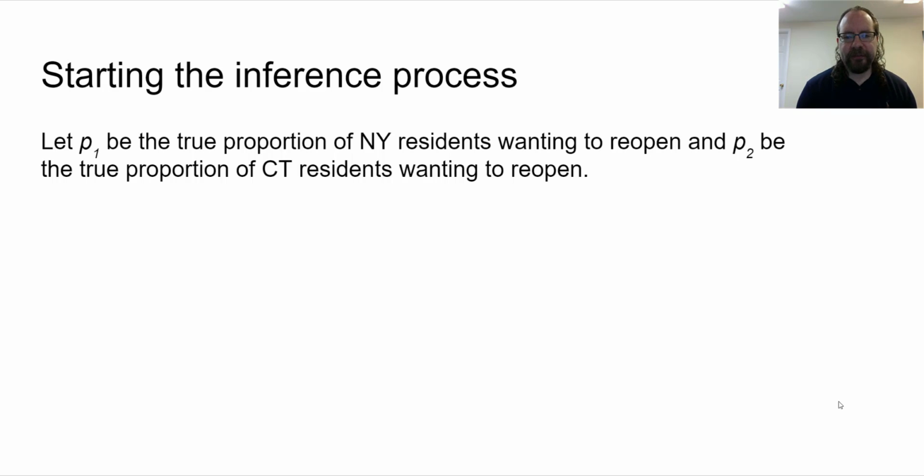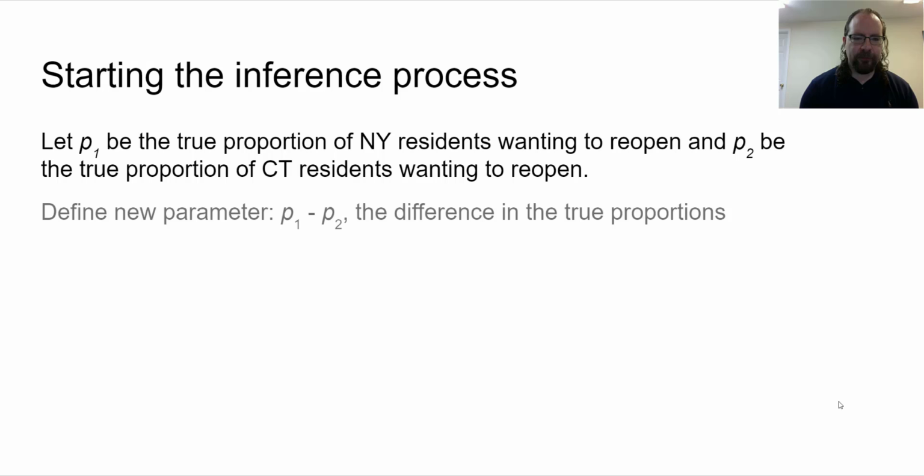If you recall, we use P's for proportions. So we're going to let P1 be the true proportion of New York residents wanting to reopen, and P2 be the true proportion of Connecticut residents wanting to reopen. Those are parameters that we don't know. But we're going to define a new parameter, P1 minus P2, which will be the difference in the true proportions.